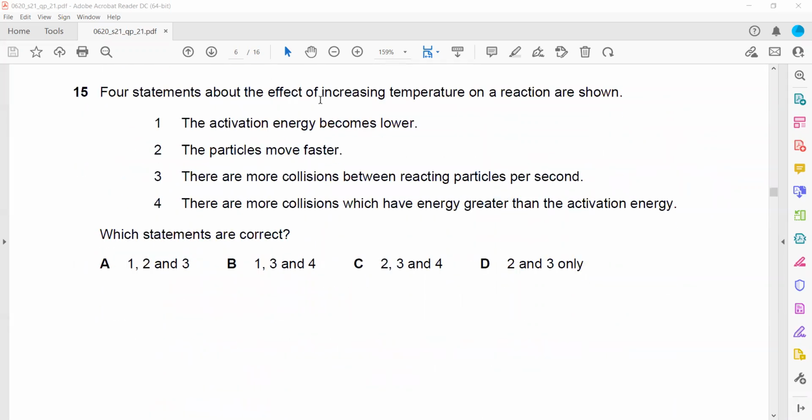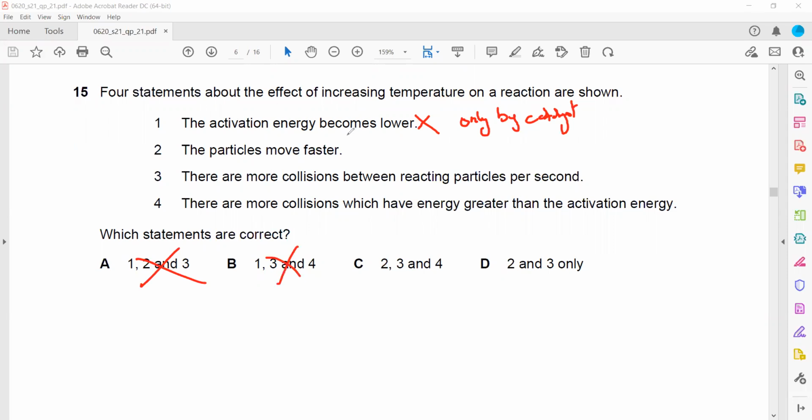Question 15. Four statements about the effect of increasing temperature on a reaction are shown. Which statements are correct? The activation energy becomes lower. This is totally wrong. Why? Because activation energy can only be changed by using a catalyst. Only if you use a catalyst can the activation energy be changed. So any option which has 1 is totally wrong. So A and B are totally incorrect.